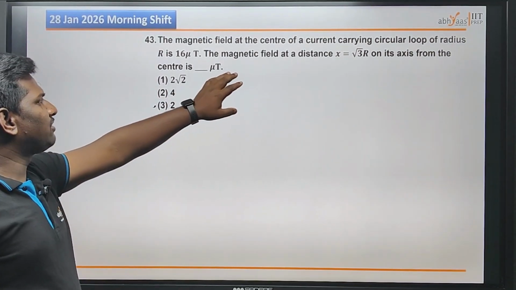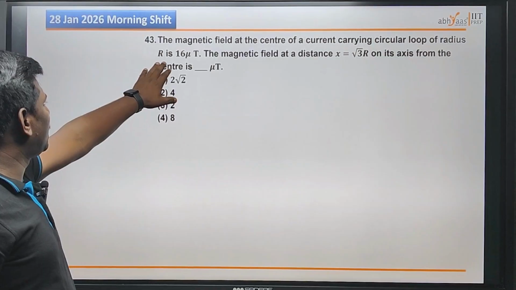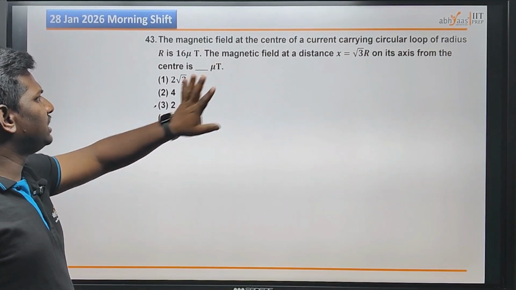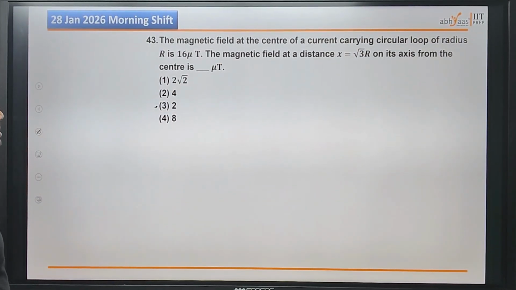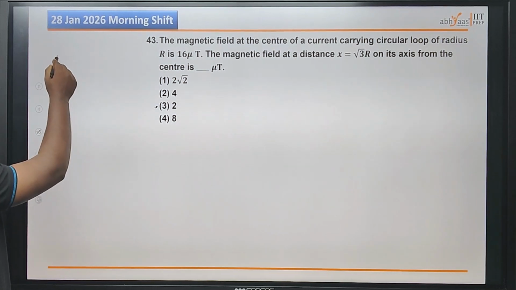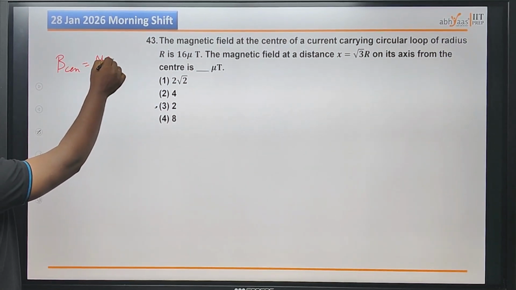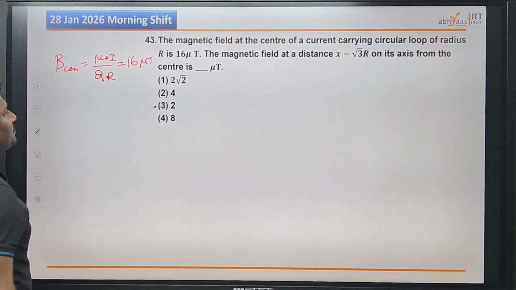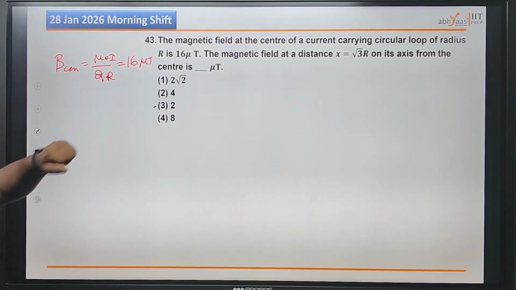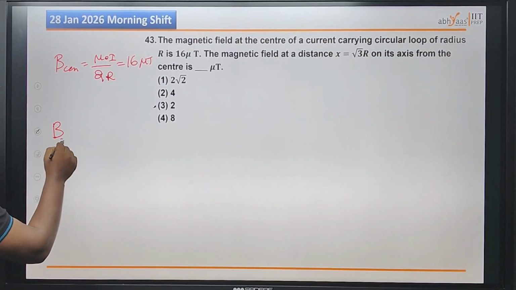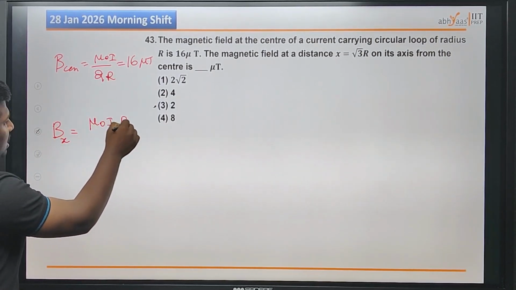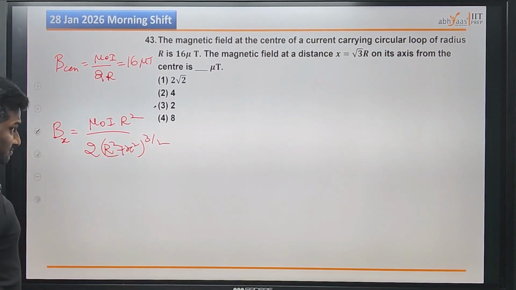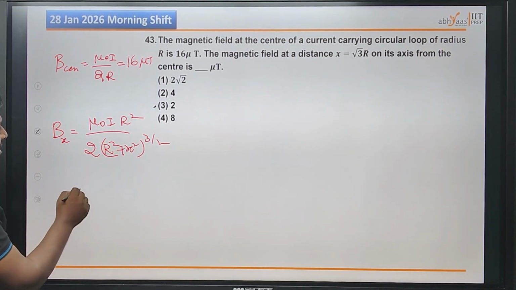Next question number 43. The magnetic field at the center of the current carrying circular loop of radius r is 16 microtesla. The magnetic field at a distance x equal to root 3 r on its axis from the center is. So what is the condition here? Magnetic field at center can be written as mu naught I by 2r, that is nothing but 16 microtesla. Magnetic field at the distance x, you can write it as mu naught I r square by 2 into r square plus x square whole to the power 3 by 2.